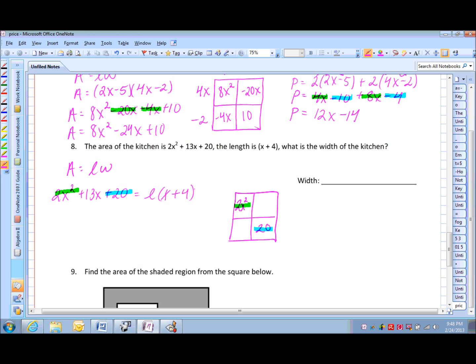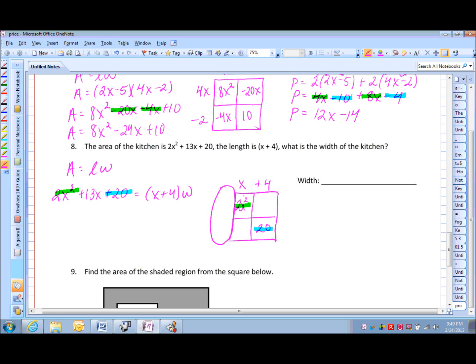Then I take the, I'm sorry, I wrote this wrong. They give us the length, so it should be x plus 4 times w, not x plus 4 times L. I take the length that they gave me, and I put it on the top, x plus 4. And then whatever is on the side is going to be my width.